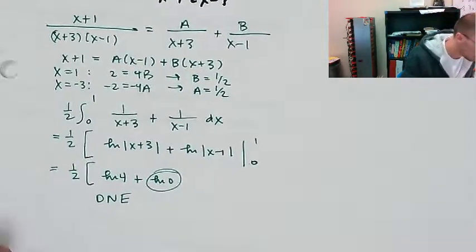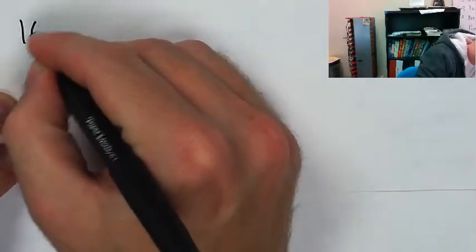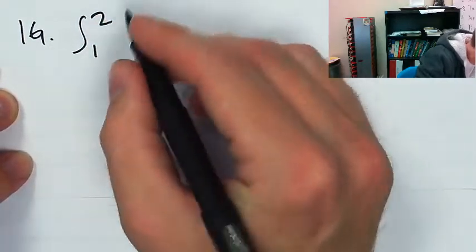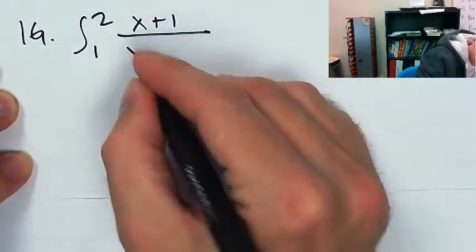So, let's see, I'm going to do one more. On this page, 1g, the integral from 1 to 2 of x plus 1 over x squared plus 2x.